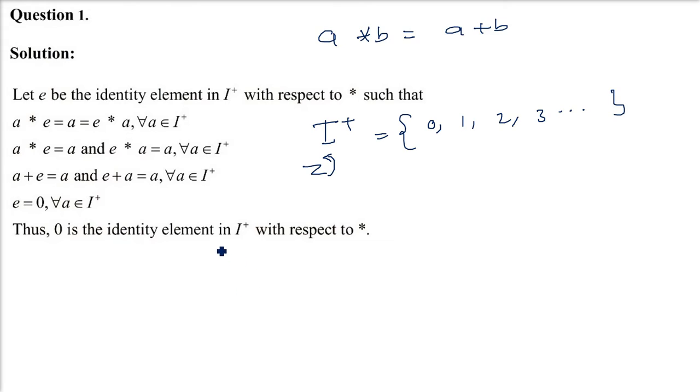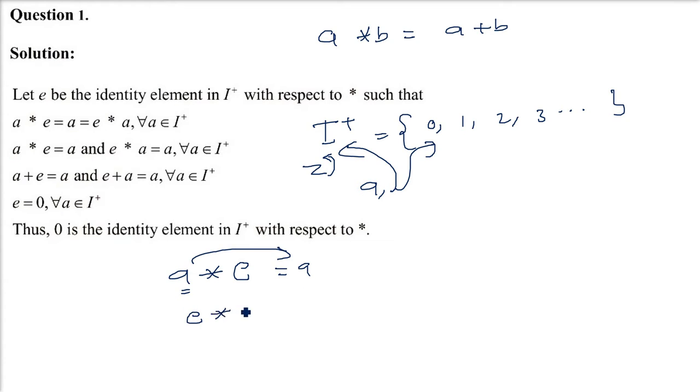Identity element means when we operate A, either you take A or B or any element, when you operate this element with this identity element, you should get the same element, not the identity element but the same element. So A should be received. If you operate E with A, then also you will get A, or you operate E with any element, you should get always that element. So how do we do this? How do we find out the identity element? Because that element should also belong to that set.